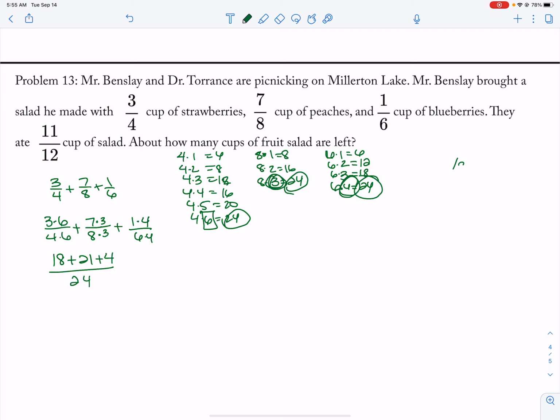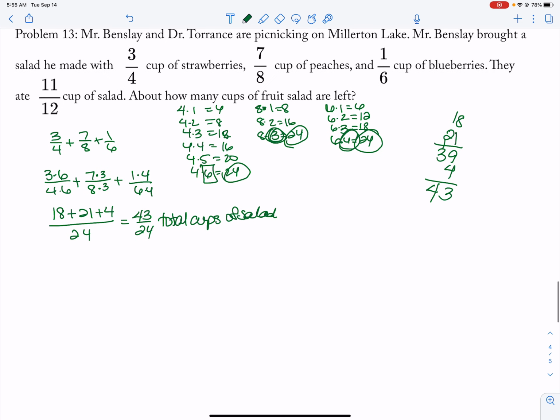And again, arithmetic, right? If you can't add horizontally, then go 18, 21, 39. There's nothing wrong with needing to do this in order to get the right answer. Okay, so I get 43 over 24. So that is how many total cups of salad.